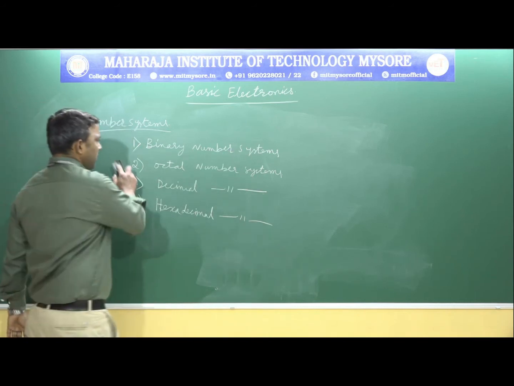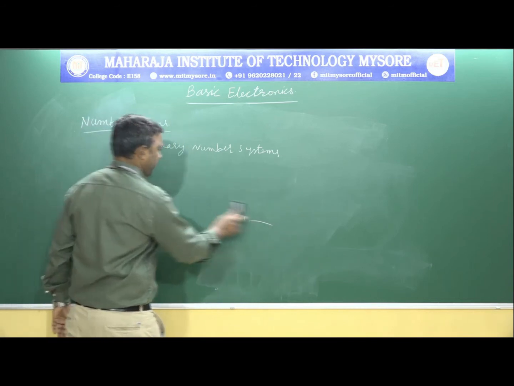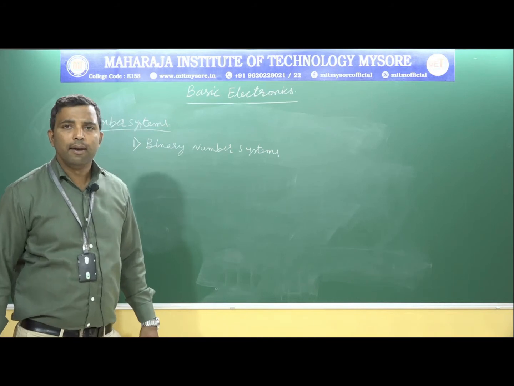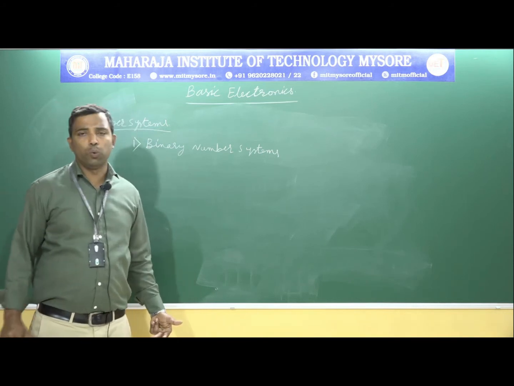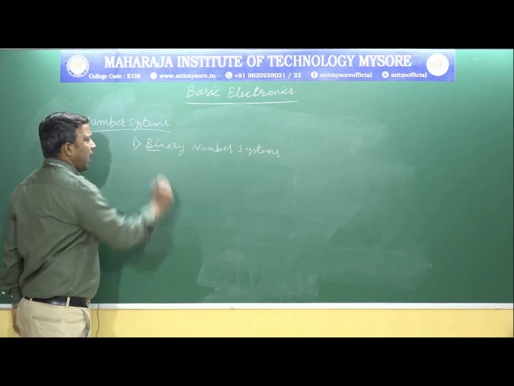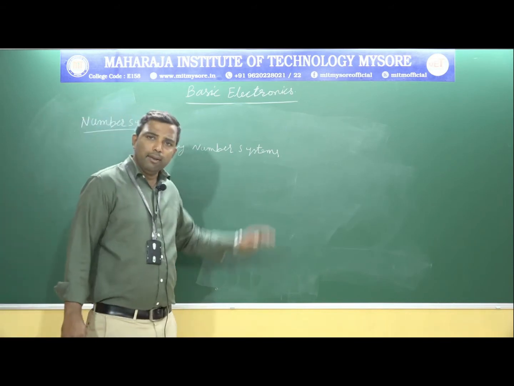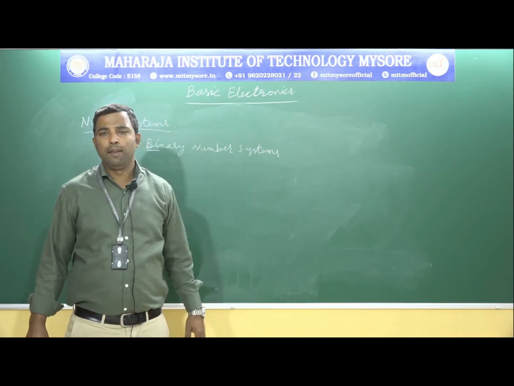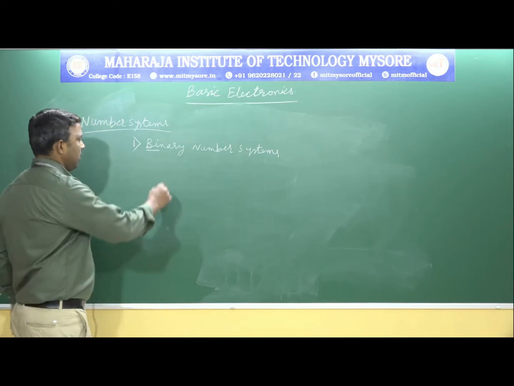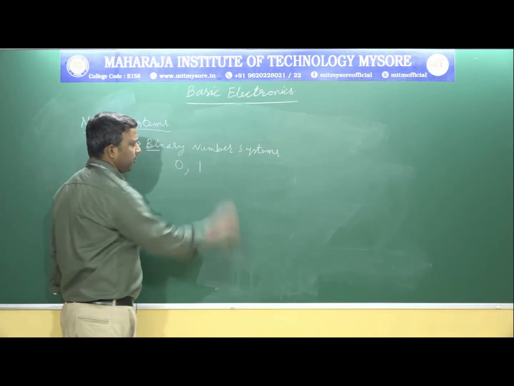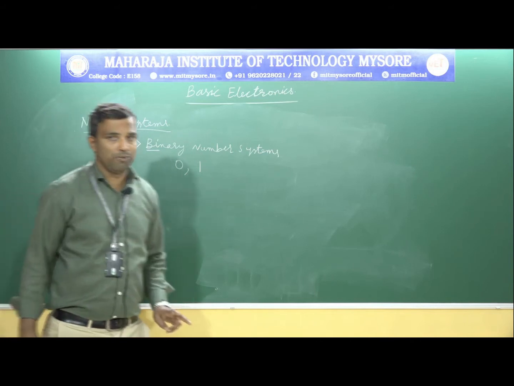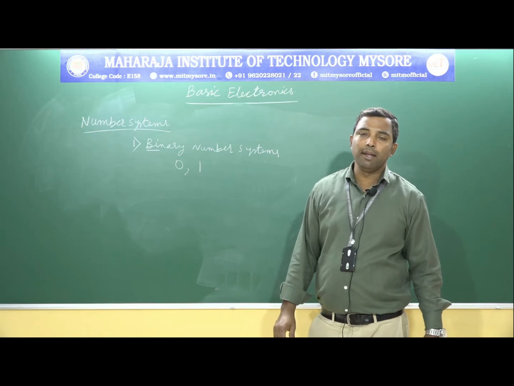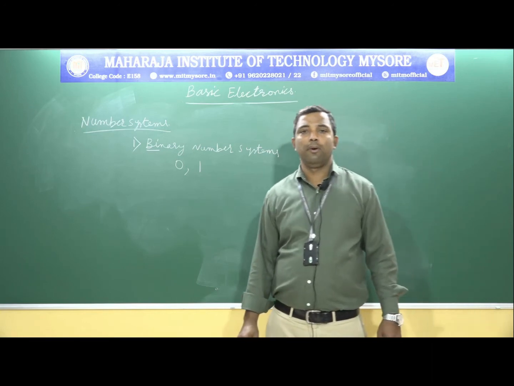The first one is the binary number system. The name indicates binary. What do you mean by binary? Binary means, bi, B-I, bi means 2. In this number system, it has only 2 numbers to represent values, 0 and 1. It uses only 2 numbers. Observe here, 0 and 1. Hence the name binary number system.